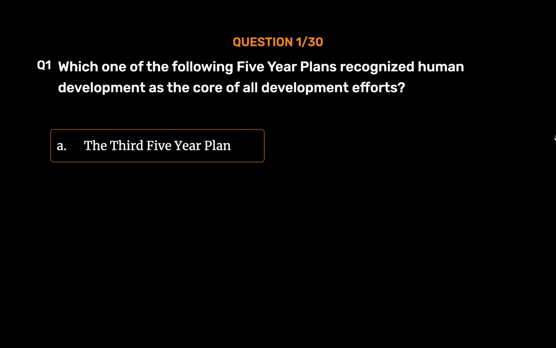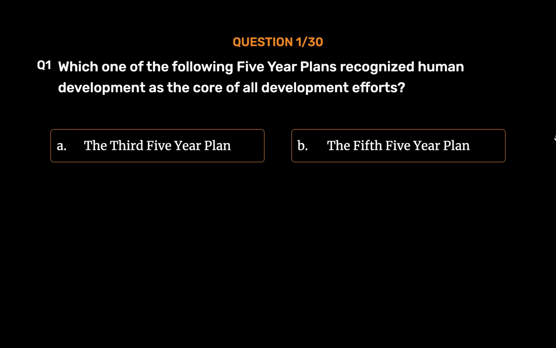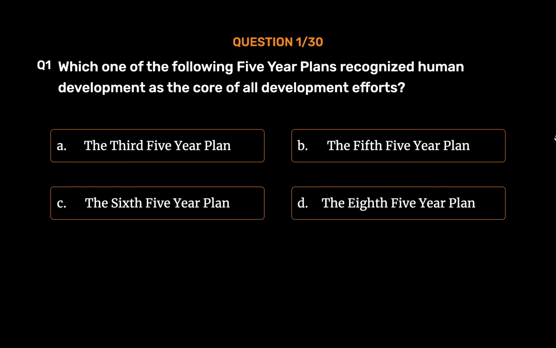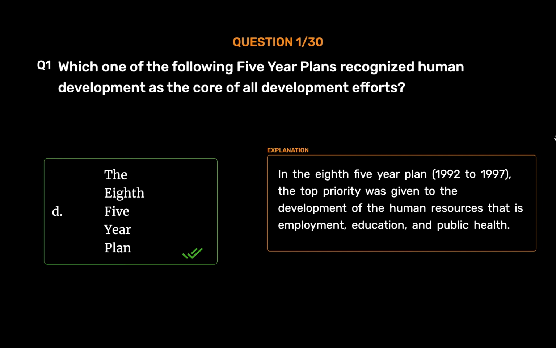Option A. The Third 5-Year Plan. Option B. The Fifth 5-Year Plan. Option C. The Sixth 5-Year Plan. Option D. The Eighth 5-Year Plan. The correct answer is Option D. The Eighth 5-Year Plan. In the Eighth 5-Year Plan, 1992 to 1997, the top priority was given to the development of the human resources, that is employment, education, and public health.